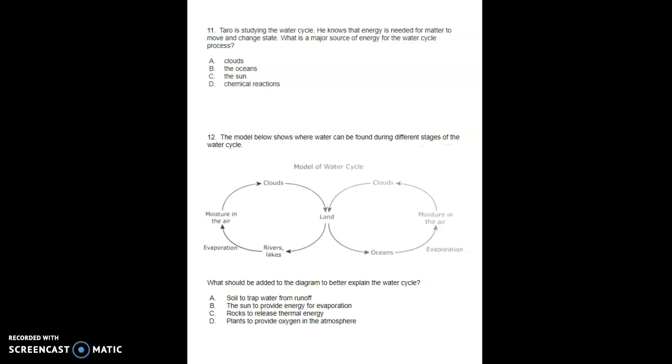Number 13. A student placed a stick in the ground and recorded the position of its shadow throughout the day as the sun moved through the sky. Which outline on the student's recorded observations represents where the shadow was at 8 a.m.? A, B, C, or D?